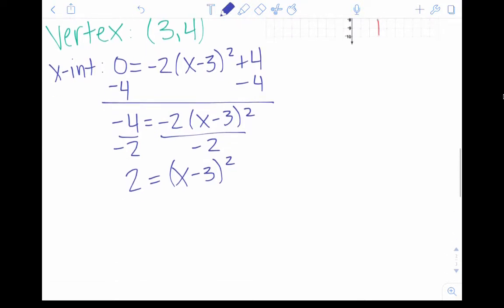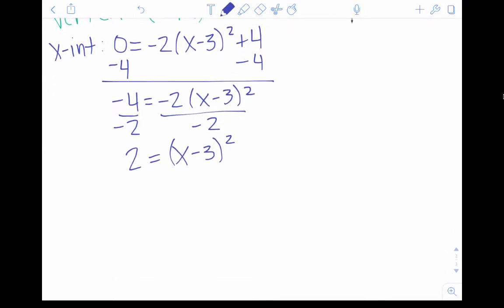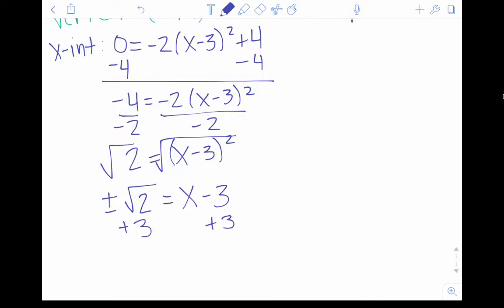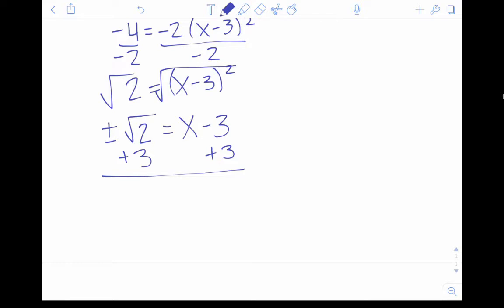Now at this point, I have the whole side squared, so I need to square root both sides. When I do this, I'm square rooting to solve an equation, so I need to remember my plus or minus. So I have plus or minus rad 2 is equal to x minus 3. And then I need to add 3 to both sides. So I end up with 3 plus or minus rad 2 is equal to x.